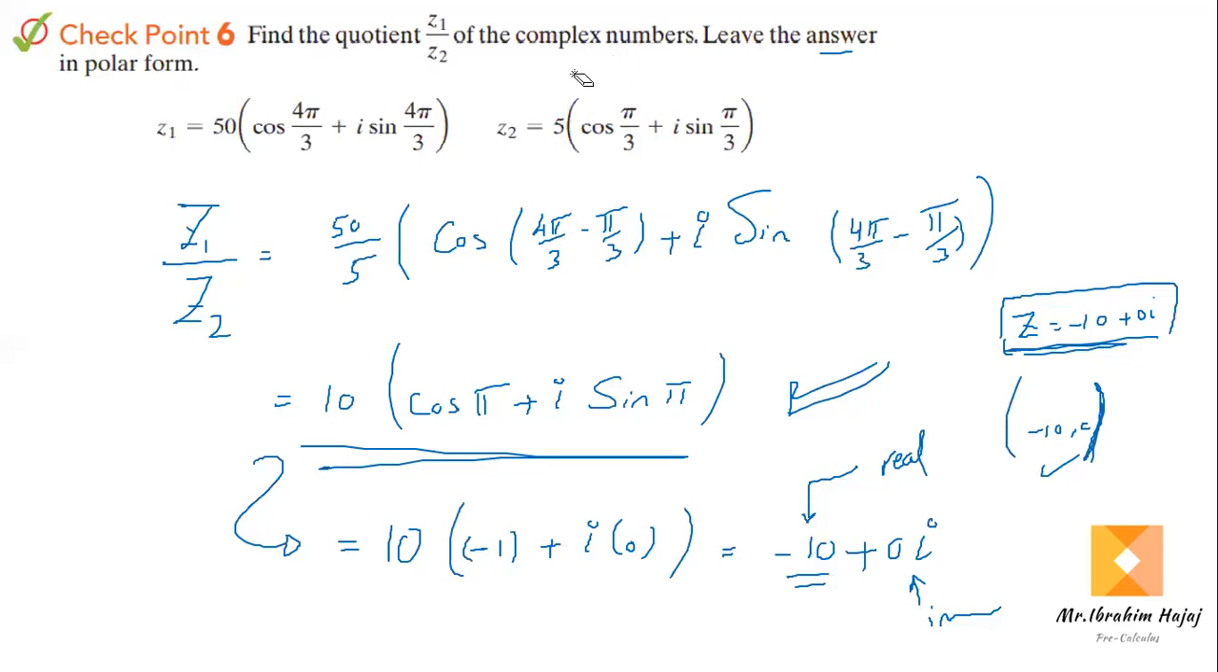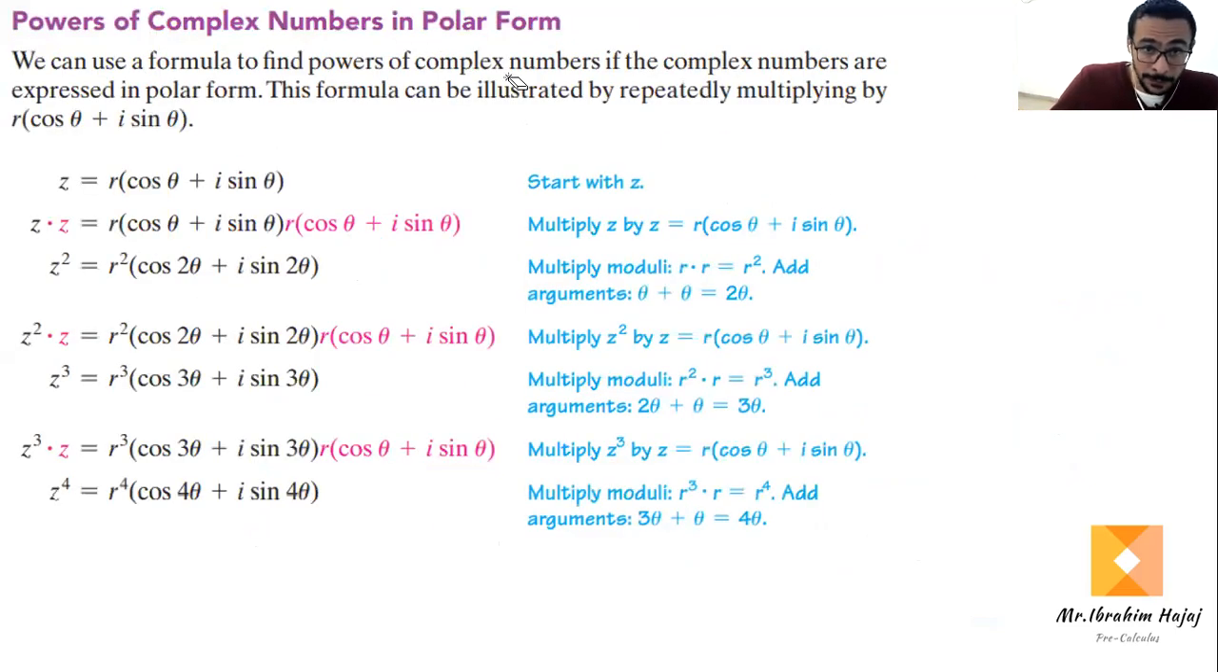Let's move back, guys. Pay attention. Now, powers of complex numbers in polar form. We can use a formula to find powers of complex numbers if they are expressed in polar form. If you know z is r times cosine theta plus i sine theta, you can simply find what?